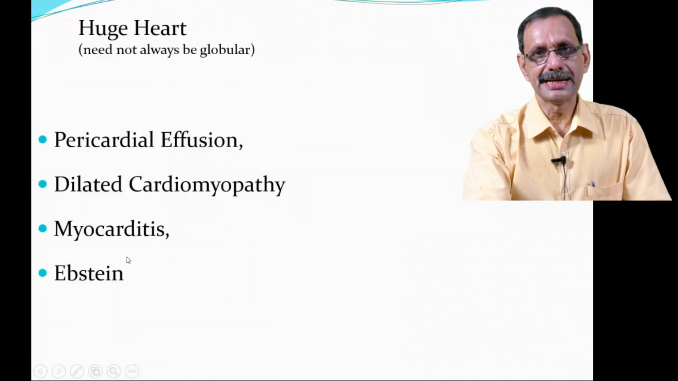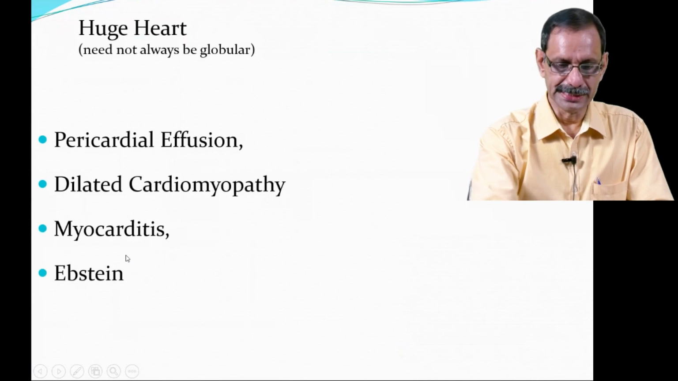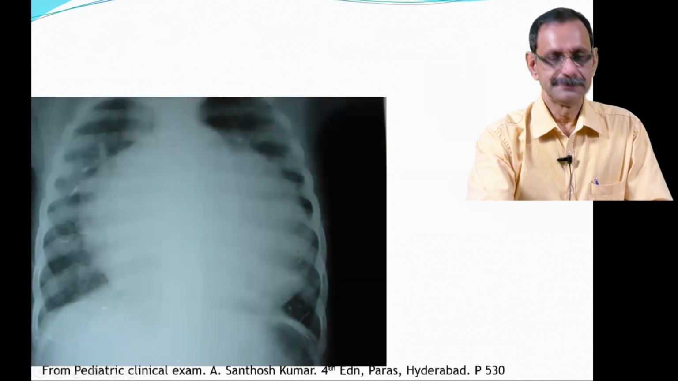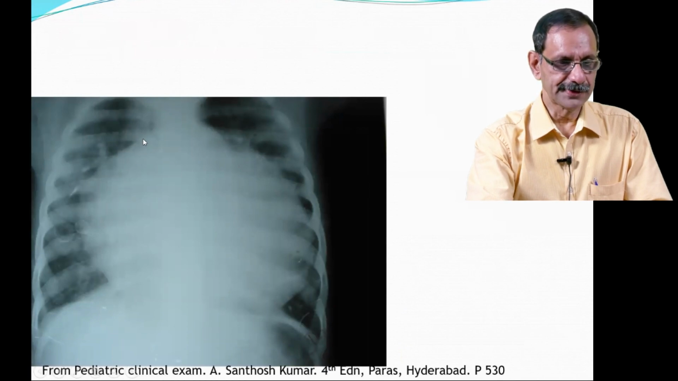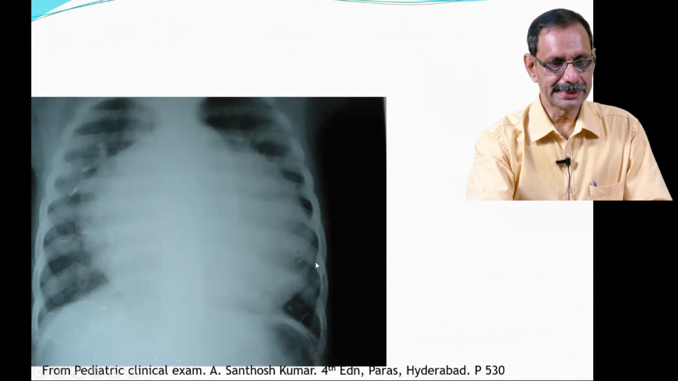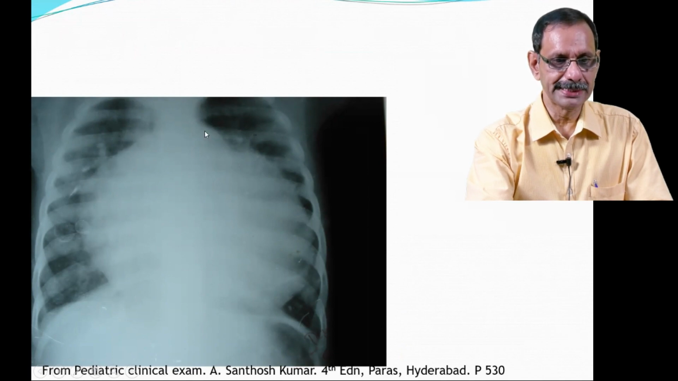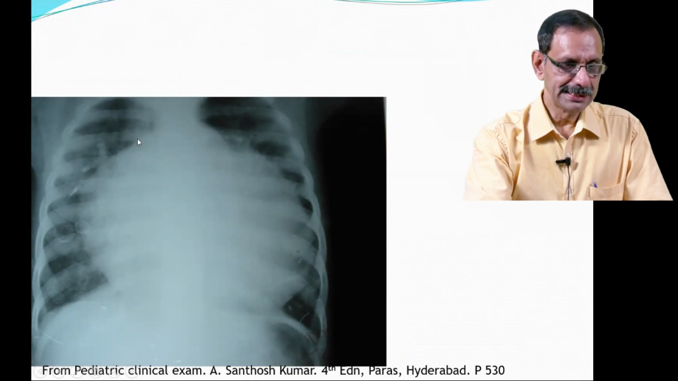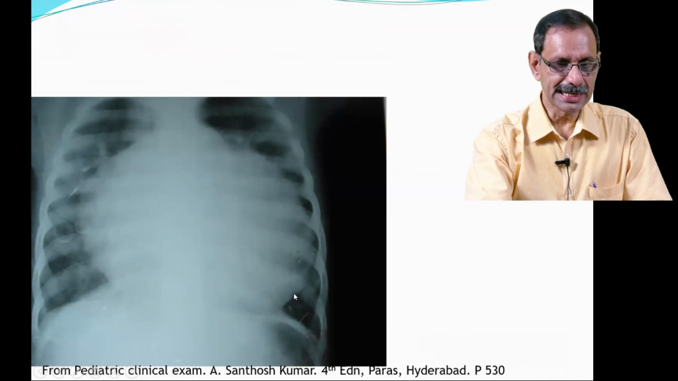And the Epstein anomaly, where you have a huge heart. We will come to that. See, this is the typical pericardial effusion. See, globular heart and a narrow pedicle. The fluid is filling up right up to the reflection of the pericardium into the great vessels. And see, the borders are pencil sharp, as though it is drawn with a sharp pencil.